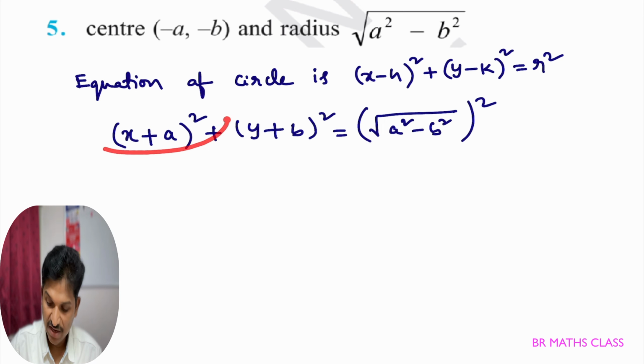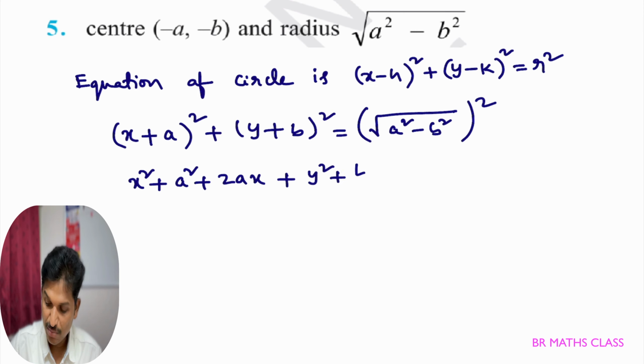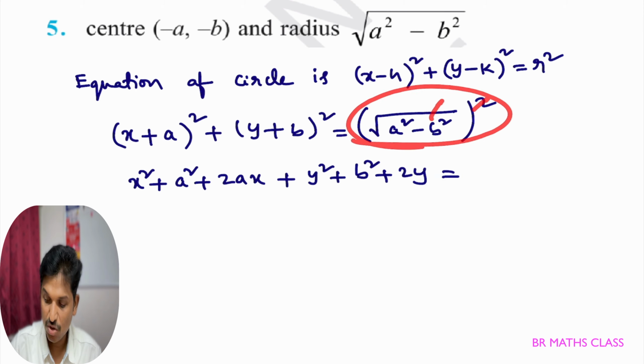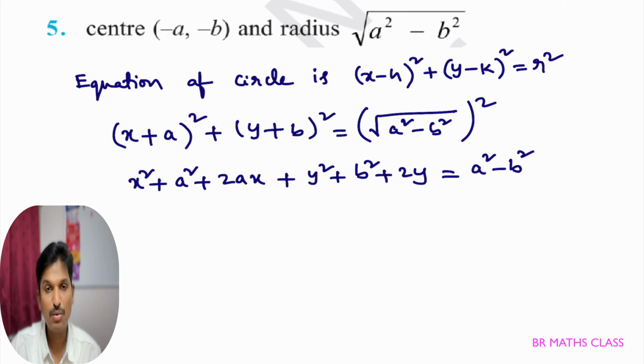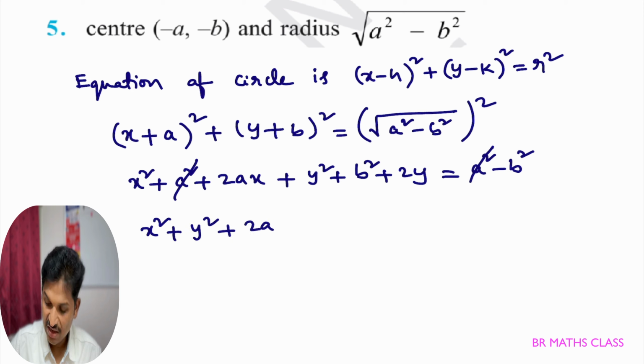Now you expand this, what will you get? x square plus a square plus 2ax plus, now you expand this (a plus b) whole square formula, y square plus b square plus 2by equal to, now you expand this side, root and square will get cancelled, what you will get? You will get a square minus b square. Now you can observe this a square will get cancelled, right? So what you will get? You will get like this, x square plus y square plus 2ax plus, here it is 2by, right?